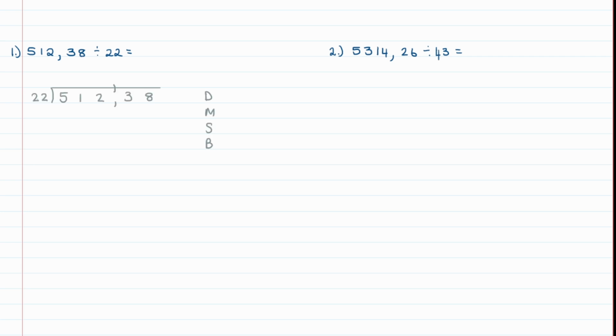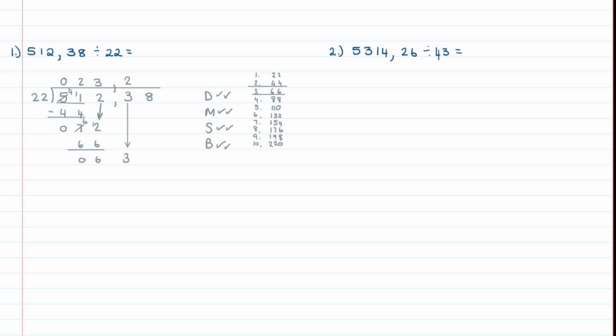For question 1, 5 is smaller than 22, so I'll write a 0 and instead read it as 51 divided by 22. This gives me 2. 2 times 22 is 44, and 51 minus 44 is 7. Bring down the 2, and now I have 72 divided by 22, which is 3. 3 multiplied by 22 is 66, and 72 minus 66 is 6. When you bring down the 3, you now have 63 divided by 22, which gives us 2.